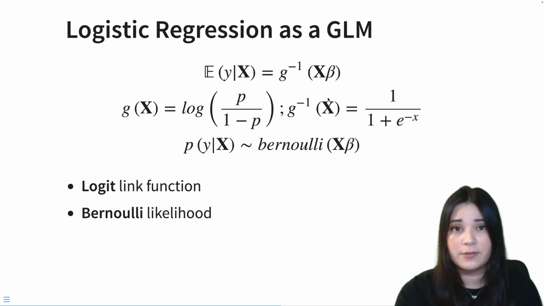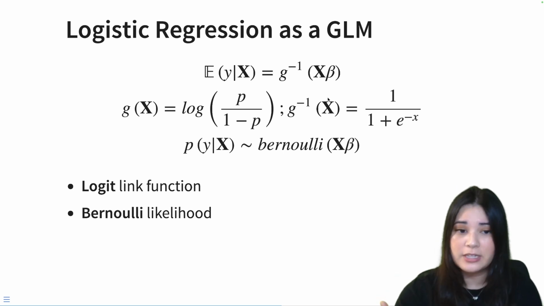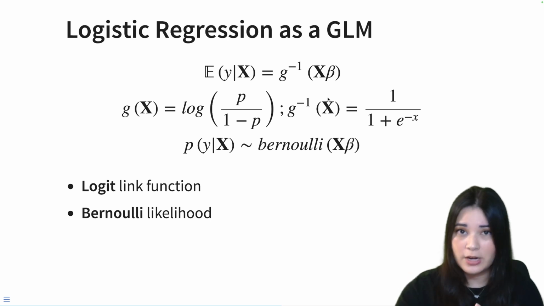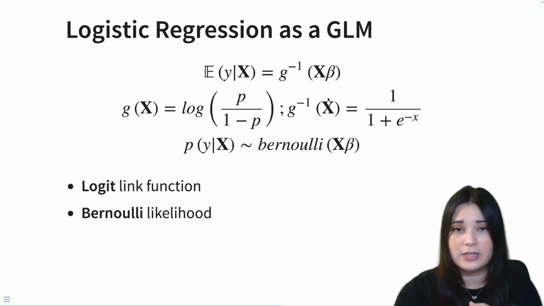Now that we've chosen a link function that transforms our linear predictor, we need to choose a likelihood. Remember, the likelihood tells us how our variables are distributed around our expected value.